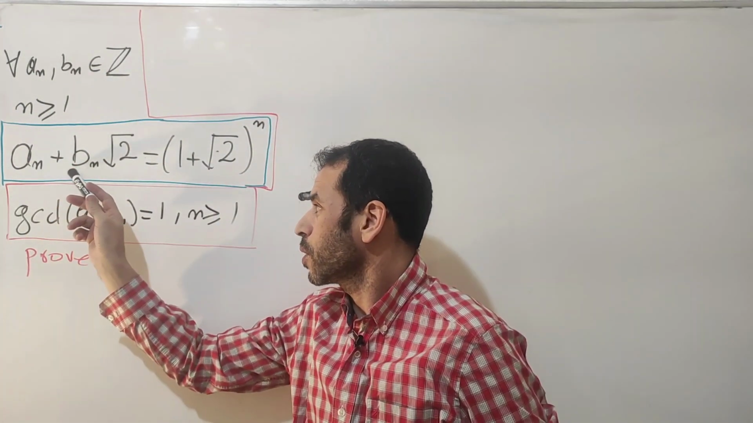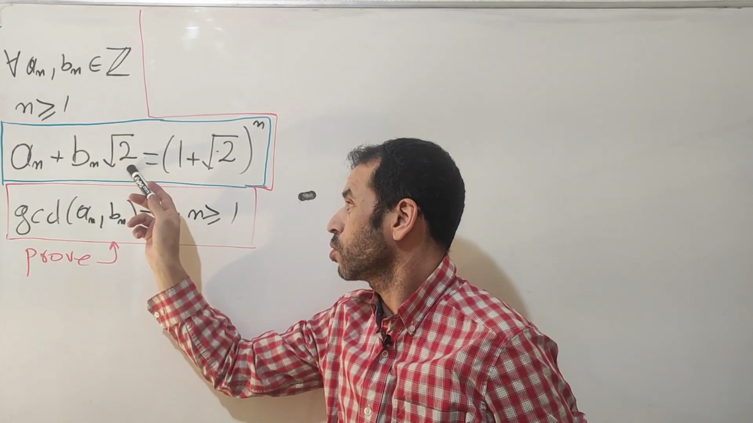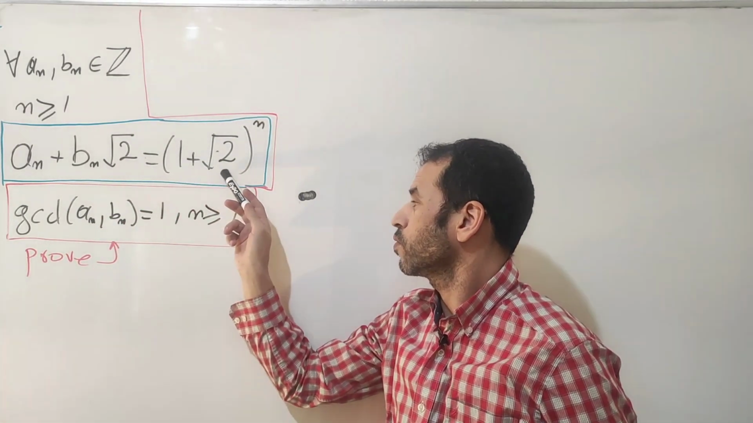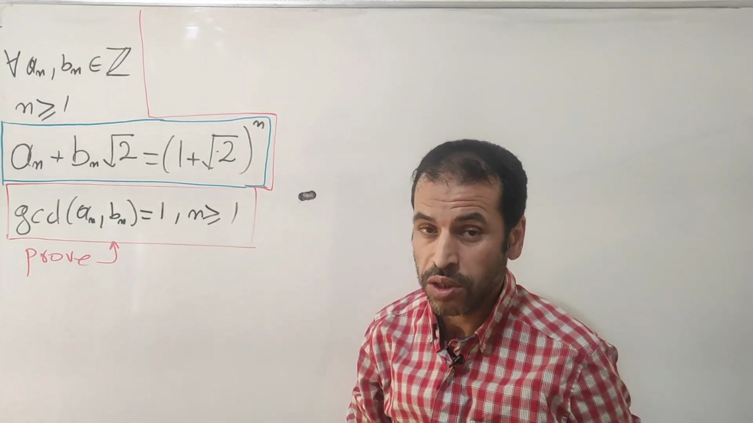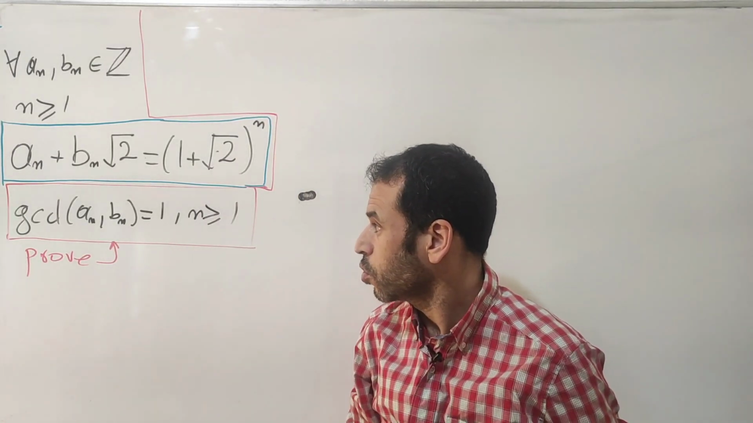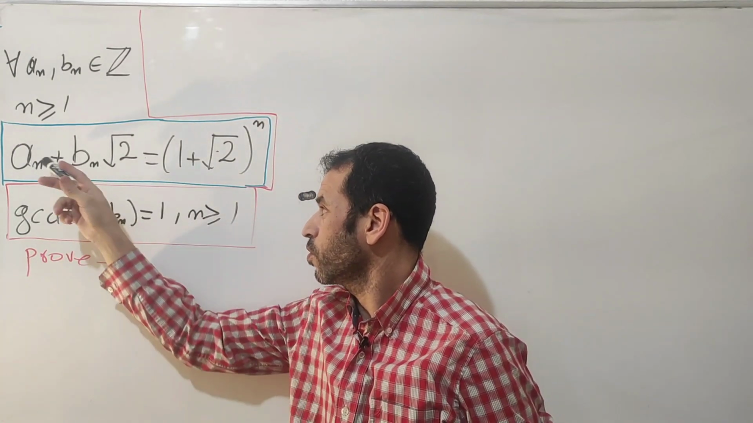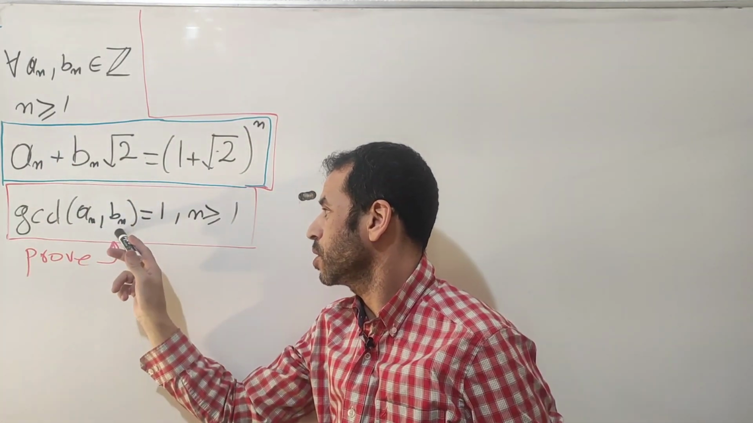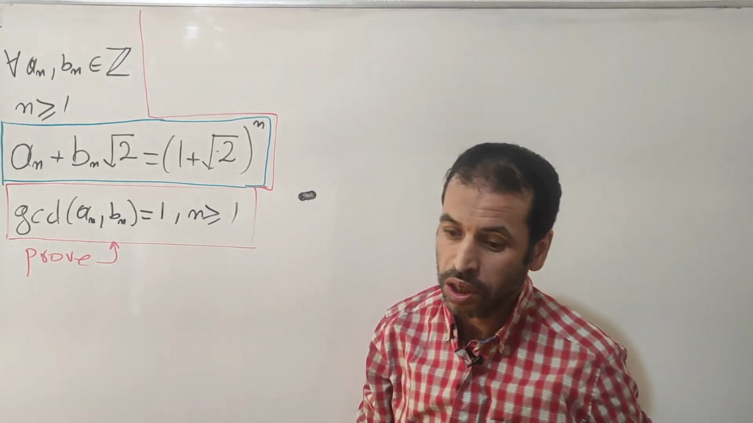We get e sub n plus b sub n multiplied by square root of 2, which equals (1 plus square root of 2) raised to the n as a power. The main goal is to prove that the GCD of these integers e sub n and b sub n equals 1 for all integers n greater than or equal to 1.